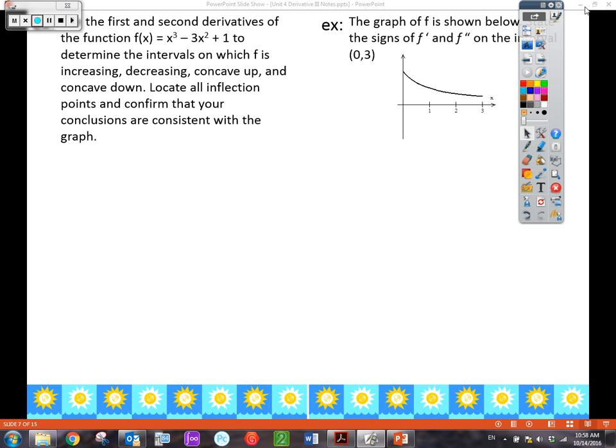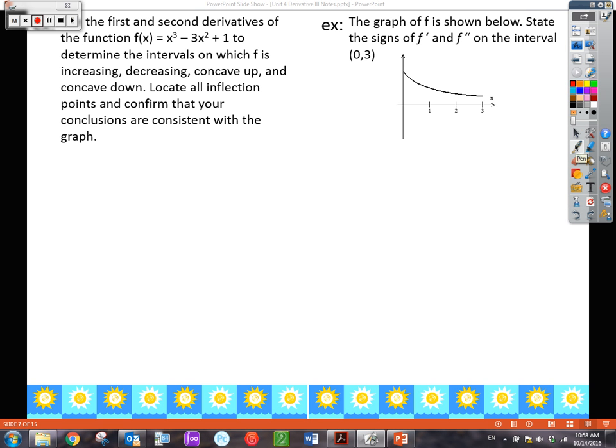All right, let's take a look at our very last example. So now we have a graph of f, and we are asked to state the signs of f prime and f double prime on the interval from 0 to 3. Okay, so we're reading a graph of f. How do we find the first derivative off of a graph of f? We look at the slopes of the tangent lines. All these slopes are negative, so f prime is less than 0 on 0 to 3.